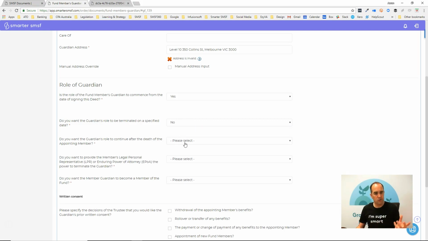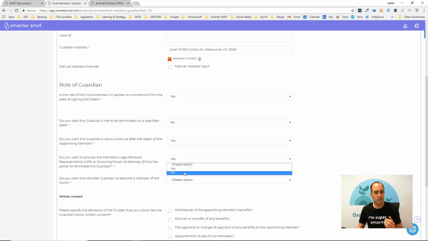Do we want the guardian's role to continue after the death of that appointing member? So do we want to ensure that there are specific circumstances that we want the guardian to oversee even though the member is no longer here? So again, that is a yes or no. And then whether we want to provide the LPR or enduring power of attorney the ability to terminate that role of the guardian, or is the guardian in essence there to sit alongside and help in that decision-making process?